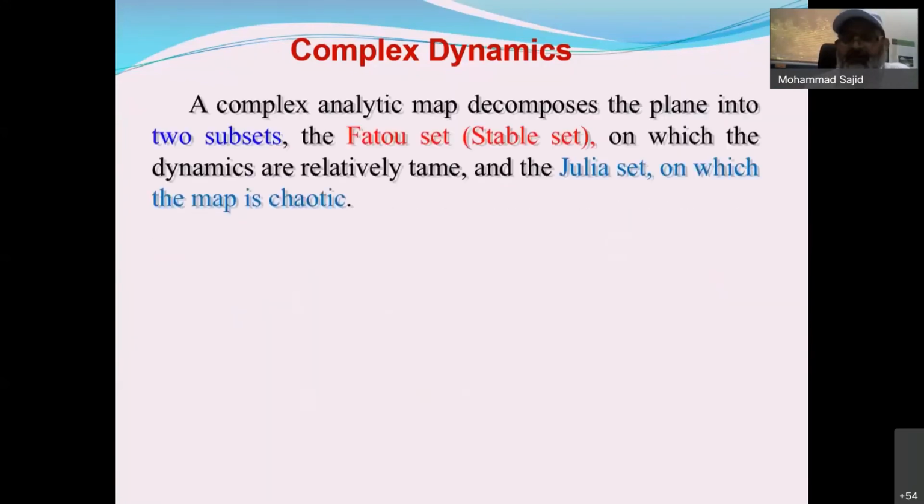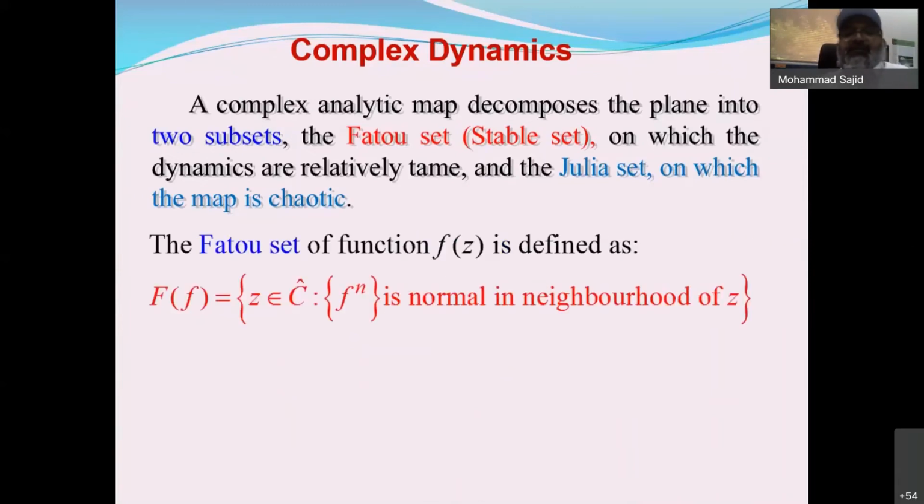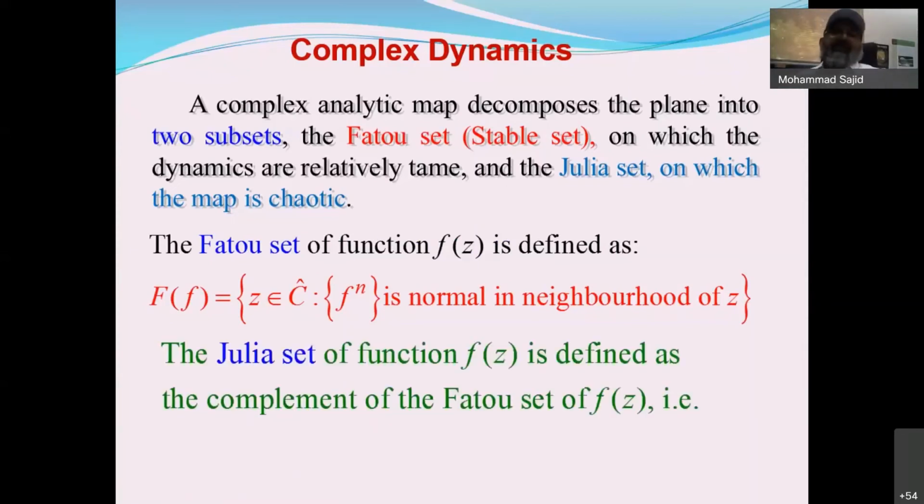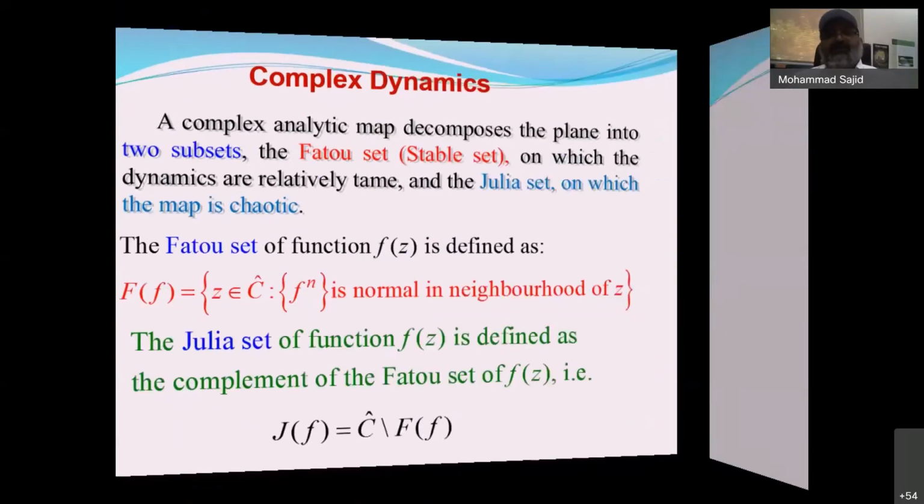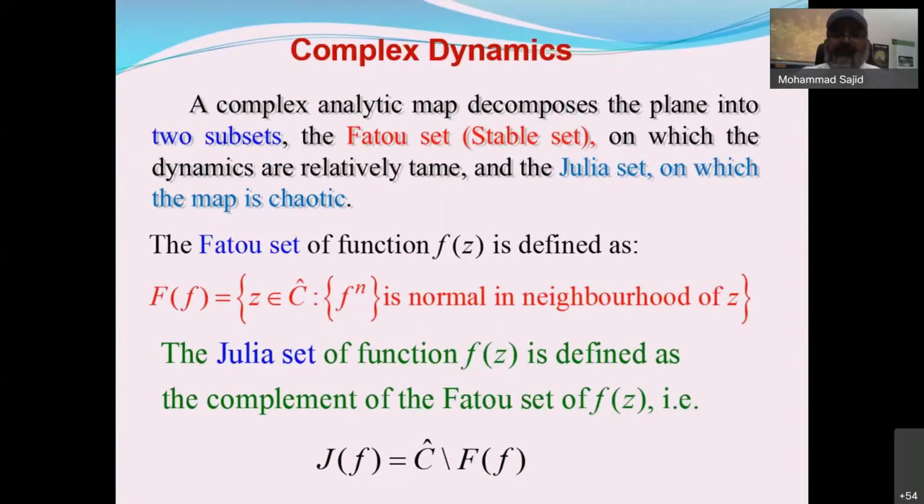So in the complex plane, when we study the dynamical system, we break the plane into two parts. We say two subsets. One is the Fatou set, that is a stable set. Another set is the Julia set, that is a chaotic set. The Fatou set is the stable set, we can define it like this: Fn is a normal family, meaning all points inside this set have convergence. The Julia set is the chaotic set, that is the complement of the Fatou set. So Jf is equal to the complement of the Fatou set in the complex plane.